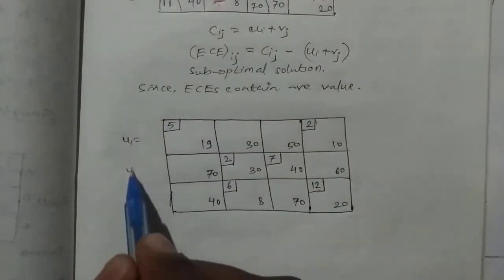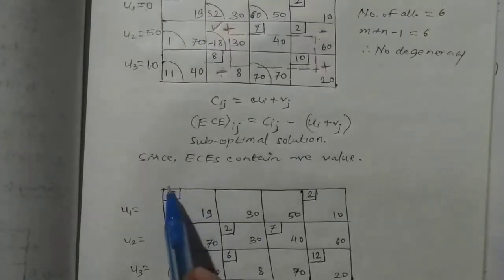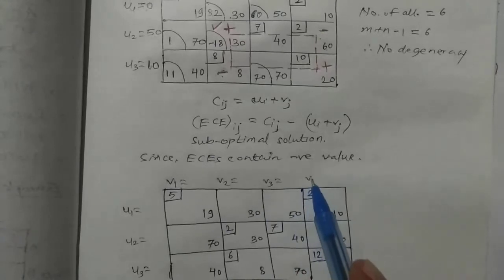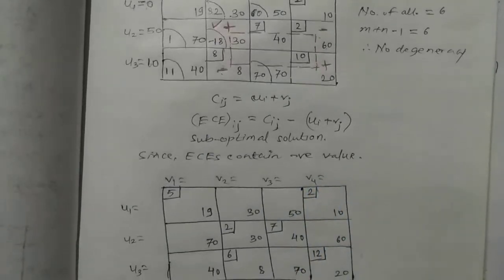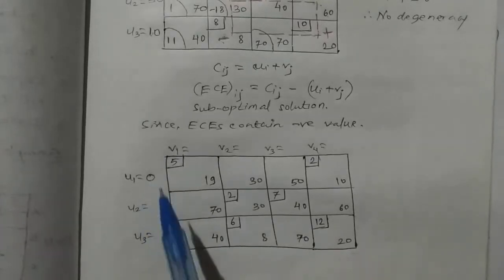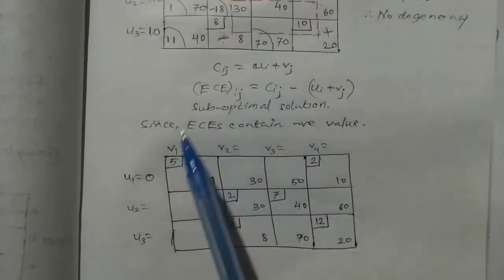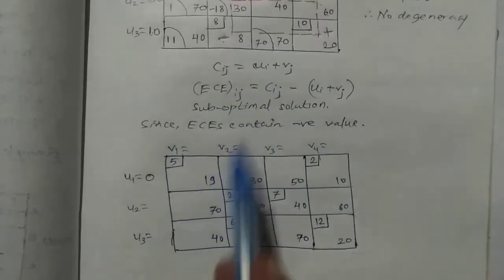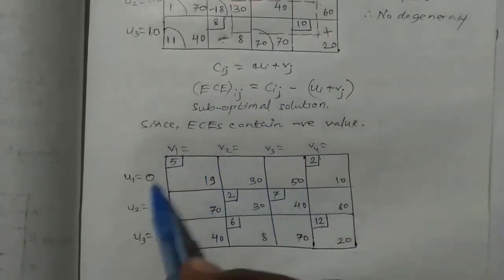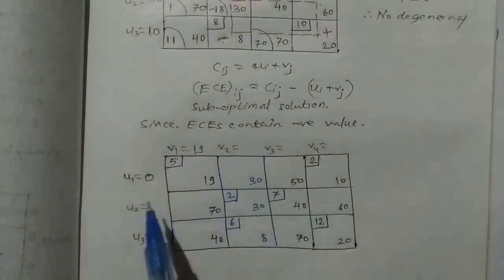Calculate U1, U2, U3 values, V1, V2, V3 and V4 values for calculating empty cell evaluations. Now let us assume initially 0 value at this place. We will use this relationship to determine u and v values. So use this equation for allocated cells to determine u and v values. Addition of these two should be 19. One value is 0, so another value should be 19.